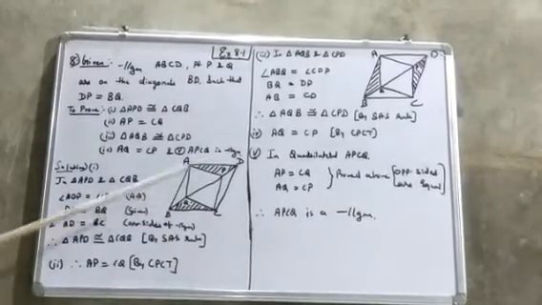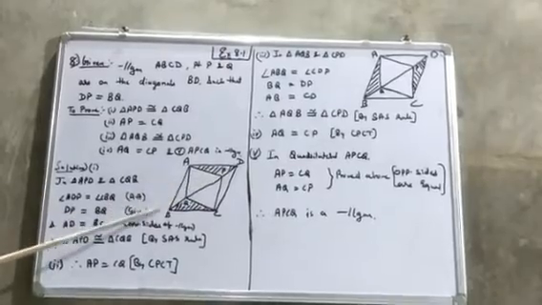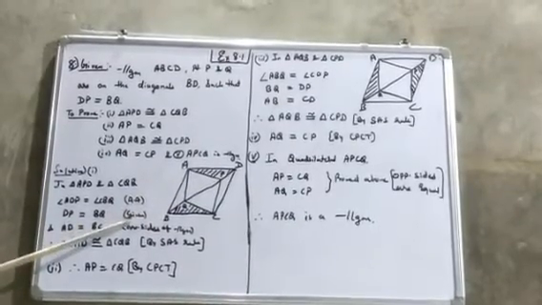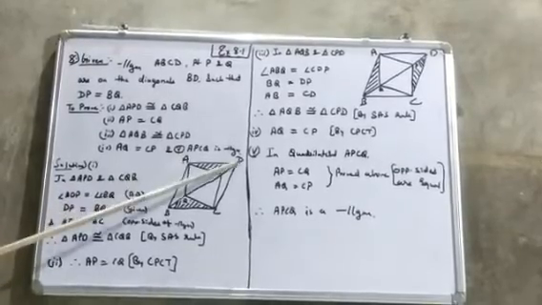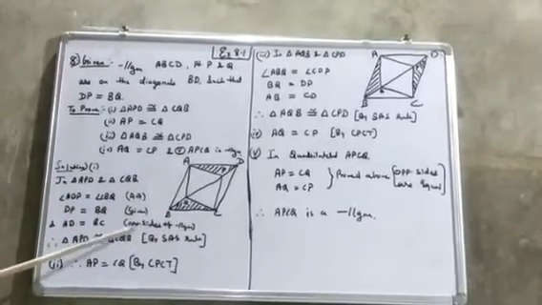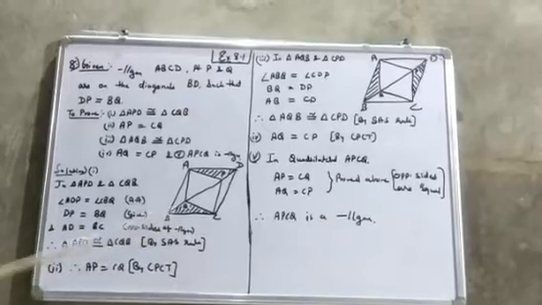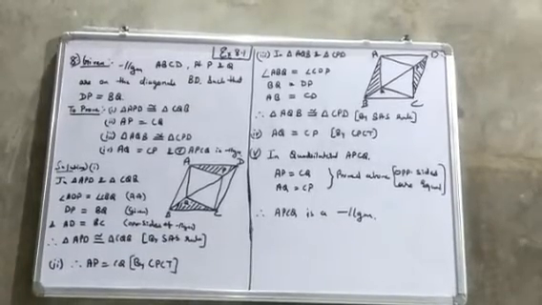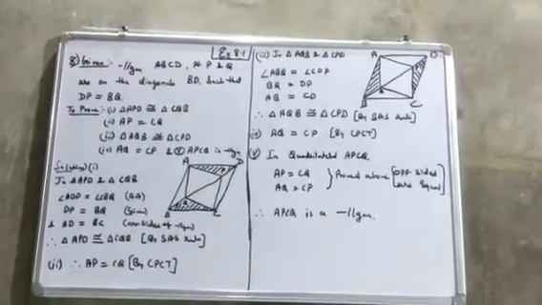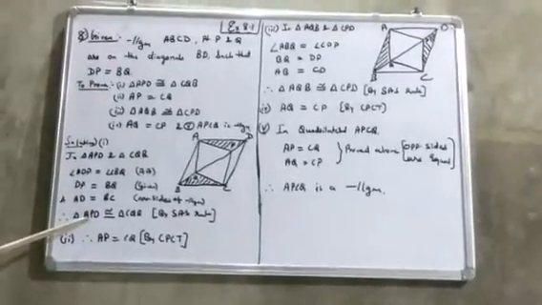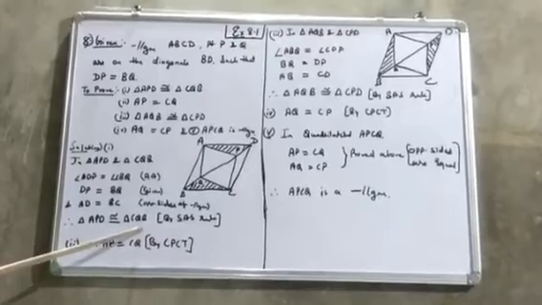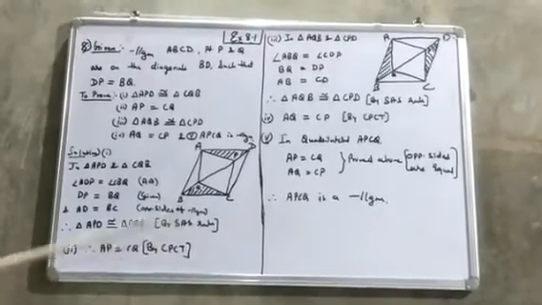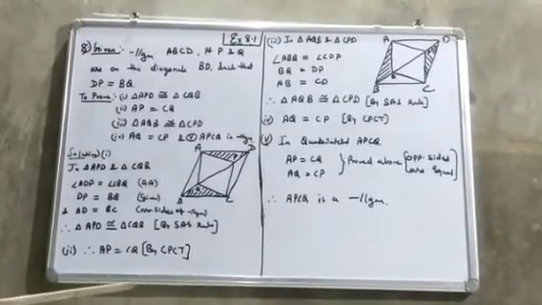Again, in the same 2 triangles, can we say DP is equal to BQ? Yes, it is given. And AD is equal to BC. These 2 are the opposite sides of a parallelogram, which will always be equal as a property of a parallelogram. Thus, triangle APD is congruent to triangle CQB by SAS, the side angle side rule.